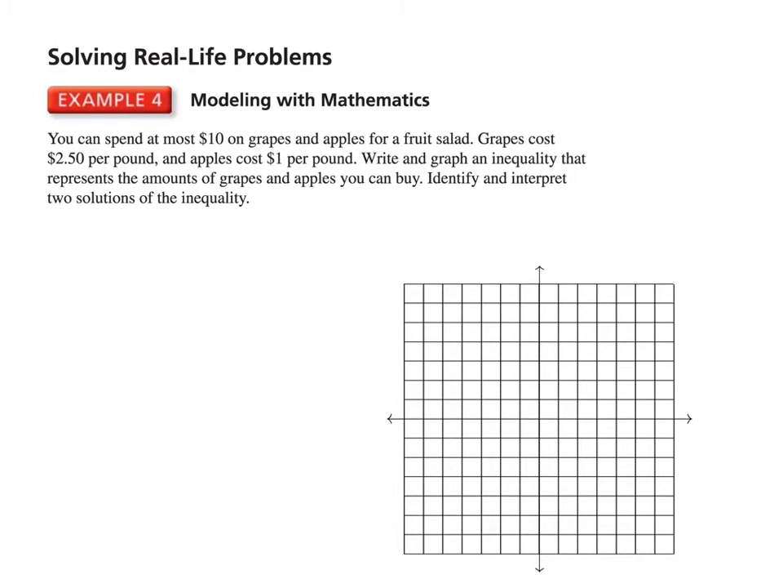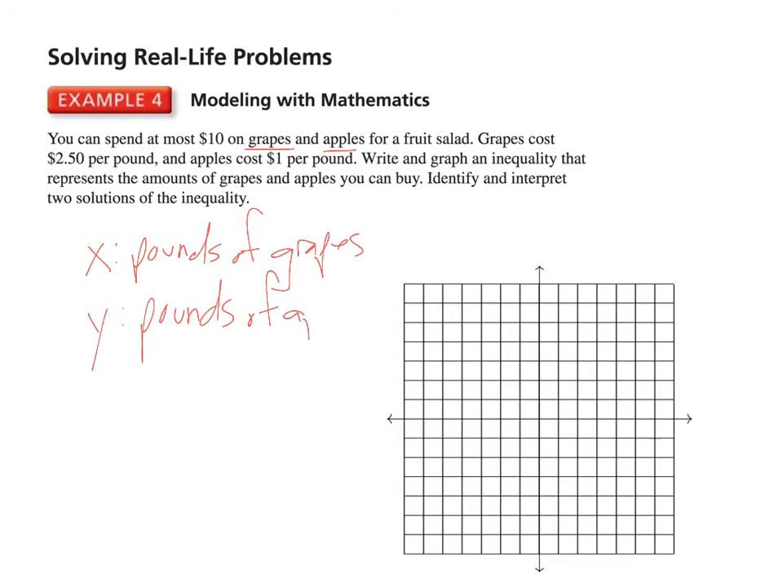Example 4, modeling with mathematics. You can spend at most $10 on grapes and apples. Oh yeah, the good stuff. Grapes cost $2.50 per pound, apples cost $1 per pound. Write and graph an inequality that represents the amounts of grapes and apples you can buy. Identify and interpret two solutions. Let's see, we'll call x the pounds of grapes. We'll call y the number of pounds of apples.